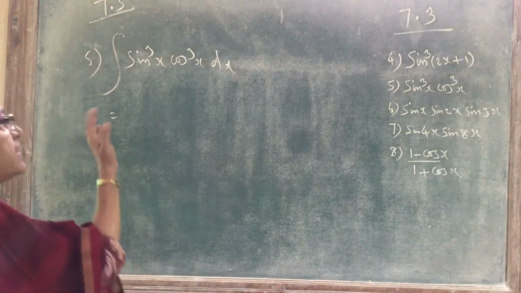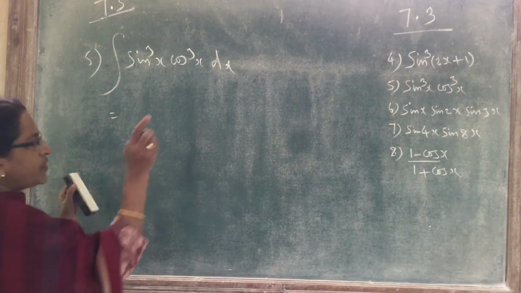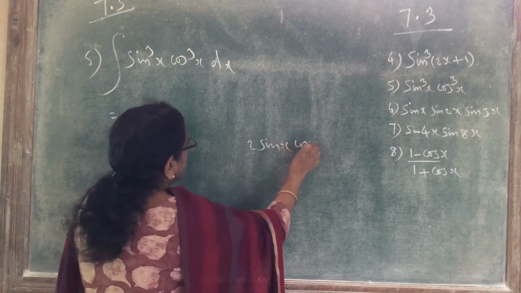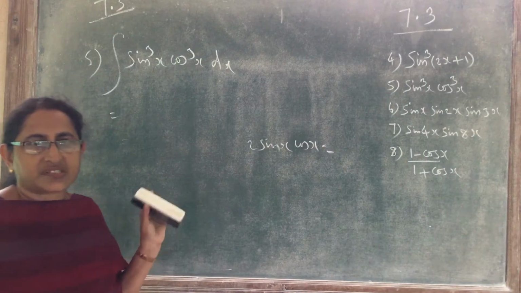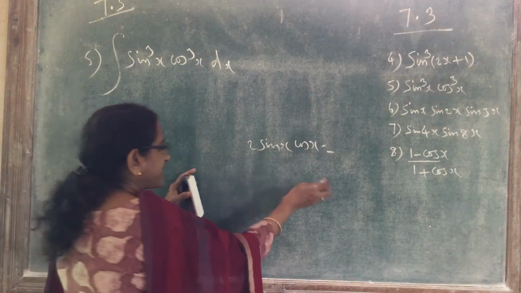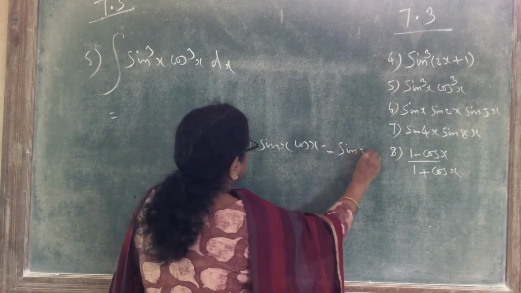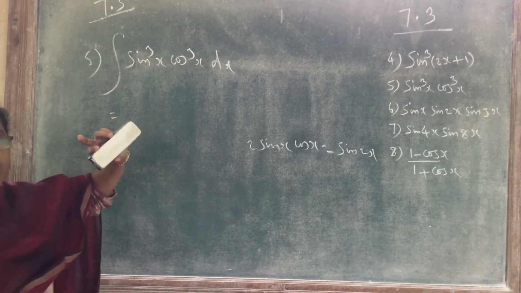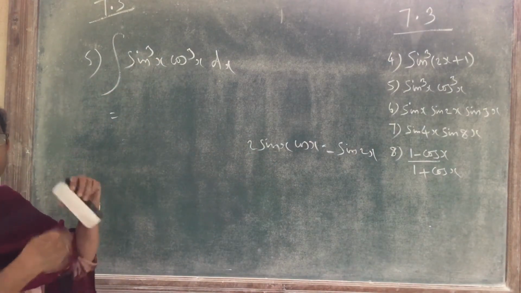So we can do one thing here. We know we can use this formula. What is 2 sin x cos x? That is sin 2x. 2 sin x cos x is equal to sin 2x. Can we use this formula here? This is sin cube x cos cube x, that is same as sin x cos x whole cube.